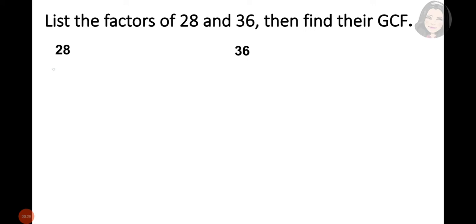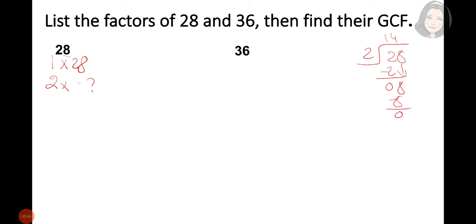Let's start. 1 times 28. The first two factors are 1 times 28. Now, is this number divisible by 2? Yes, since it ends with an even digit. So 2 times what number is 28? To find it, we can always use long division. 28 divided by 2, that's a 1. 2 minus 2 is a 0. Drop the 8. 8 divided by 2 is a 4, and that's an 8, 0. So 2 times the number 14 is a 28.